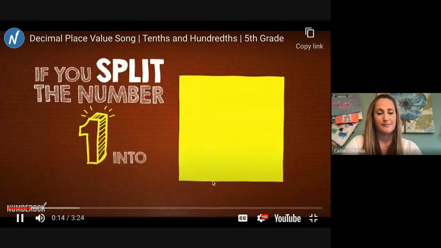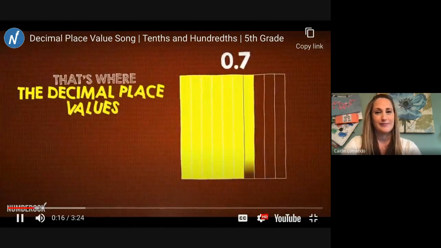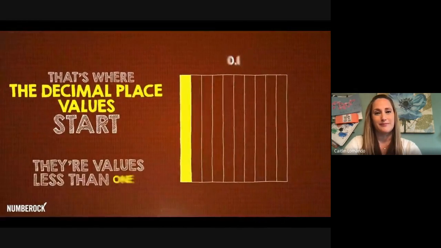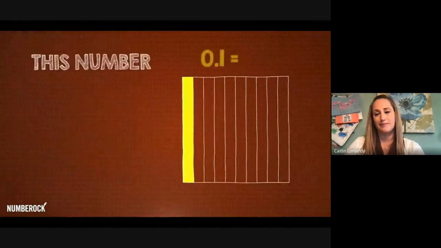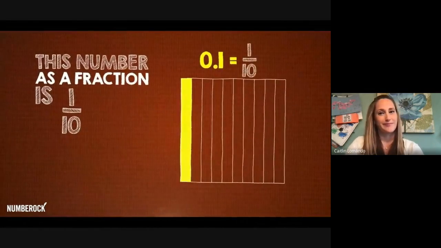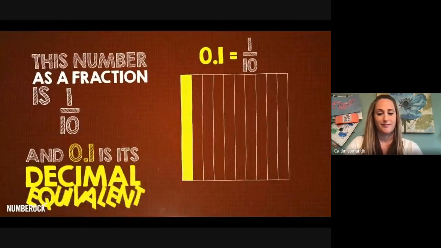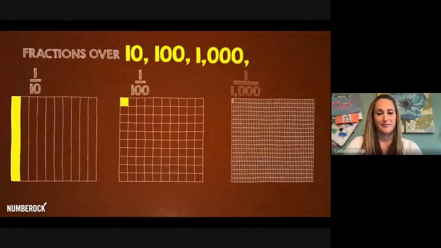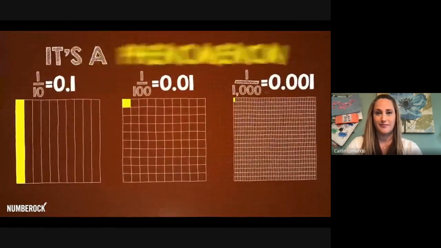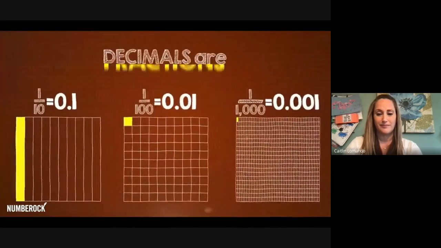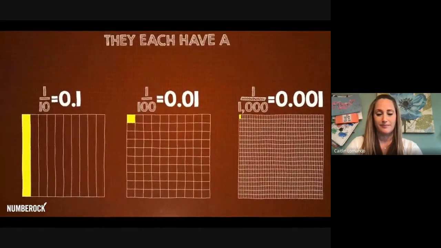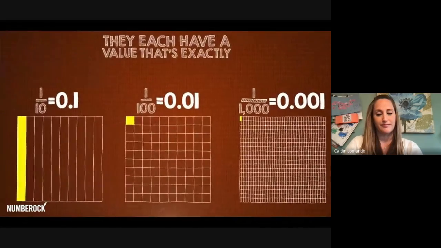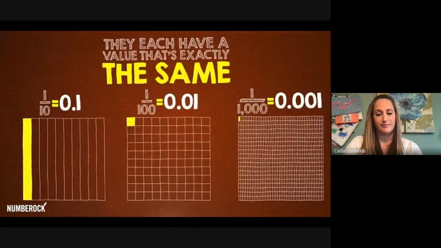If you split the number 1 into 10 parts, that's where the decimal place value starts. The values are still 1, they're quite small, like 0.1, which is a decimal, y'all. This number as a fraction is 1 over 10, and 0.1 is its decimal equivalent. Fractions over 10, 100, 1000, and on are all decimal numbers, it's a phenomenon. Decimals are fractions, just with different names. They each have a value that's exactly the same.